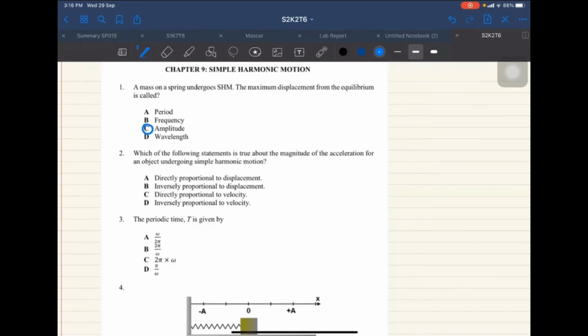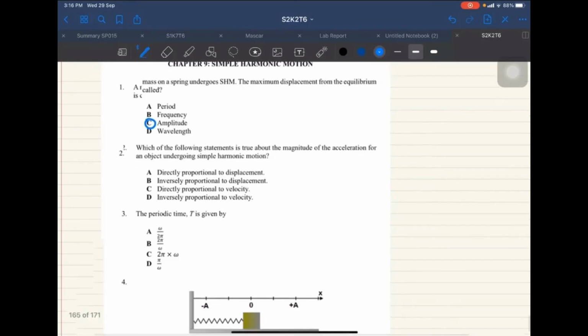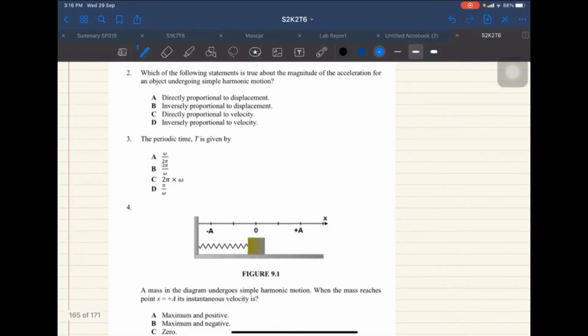So if they ask if you have questions in UPS, maybe something like this you need to know lah. Simple je. Question number 2. Which of the following, bukan yang UPS 2 maybe UPS 3. Okay, which of the following statement is true about the magnitude of the acceleration for an object undergoing simple harmonic motion? A. Okay, it's directly proportional to the displacement. Okay, good. A.